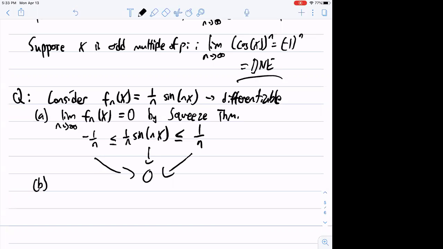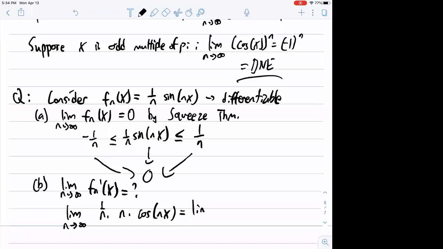So b, what is the limit as n goes to infinity of fn prime of x? So the derivative is now what? The derivative is, hopefully you've done it, n times cosine of nx times 1 over n, right? So you have a 1 over n, and the derivative of sine of nx is n times cosine of nx, by the chain rule. So this is just cosine of nx.